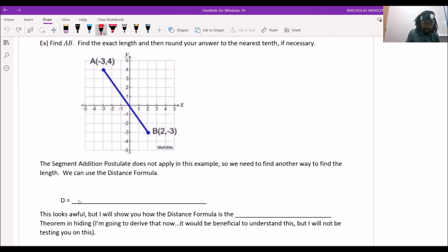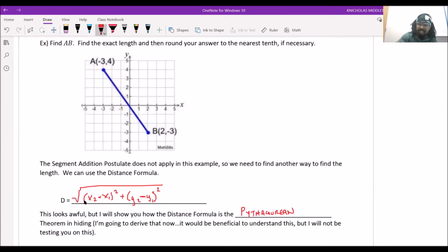So the distance formula is distance equals the square root of x2 minus x1 squared plus y2 minus y1 squared. With these 2's and 1's, it's just denoting that it's the x from the second point, the y from the second point, x from the first point, y from the first point. So it's not like squared or anything like that; the square is up here. I'll show you how the distance formula is really the Pythagorean theorem in hiding.